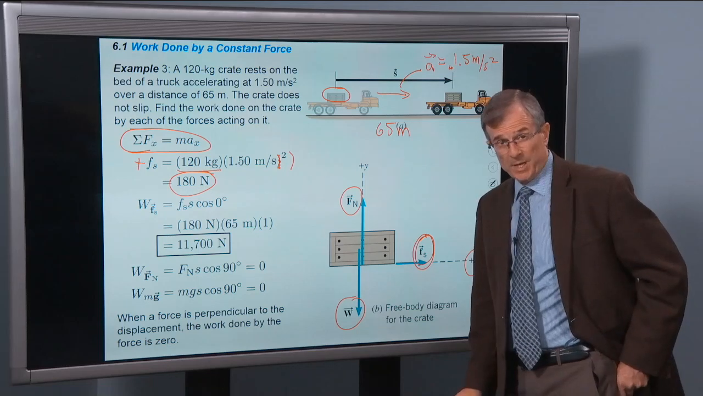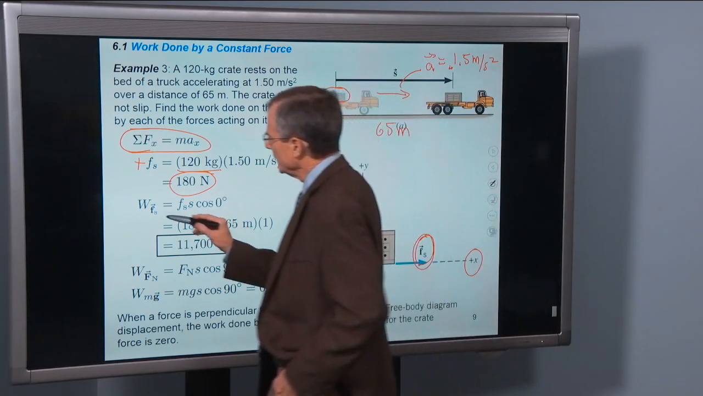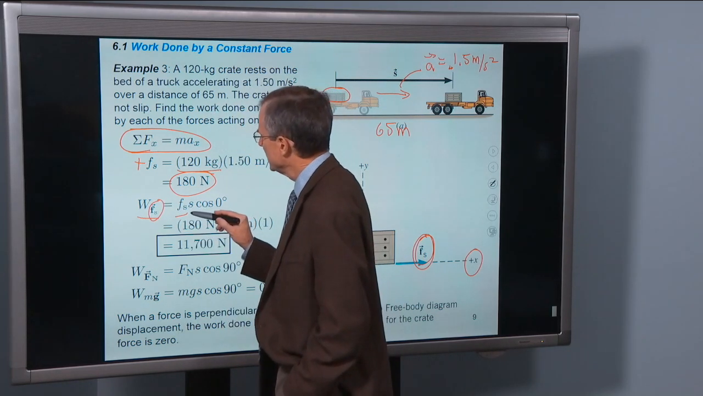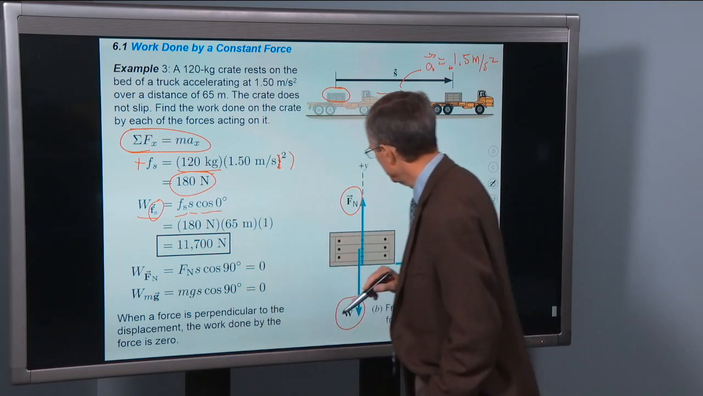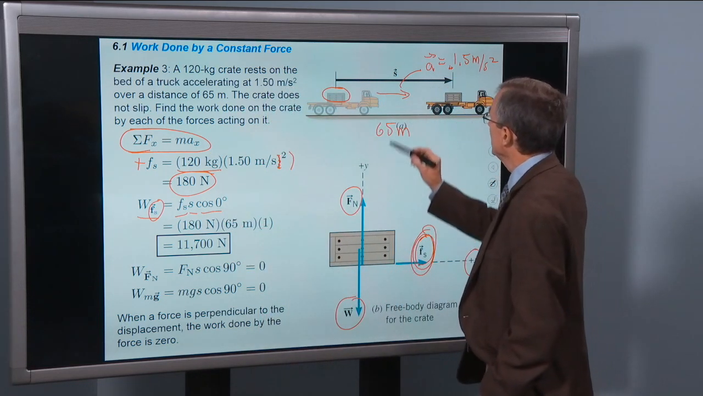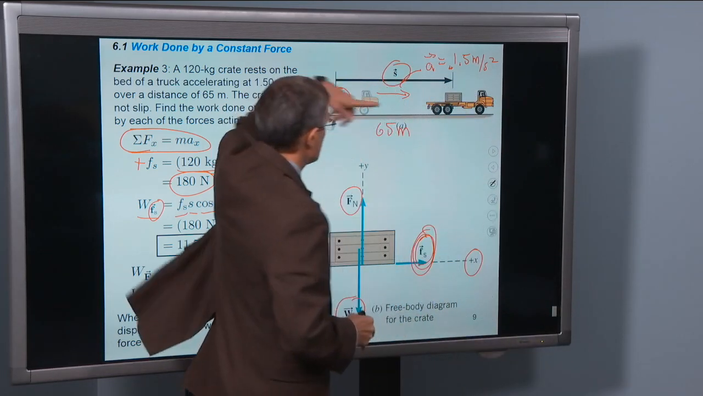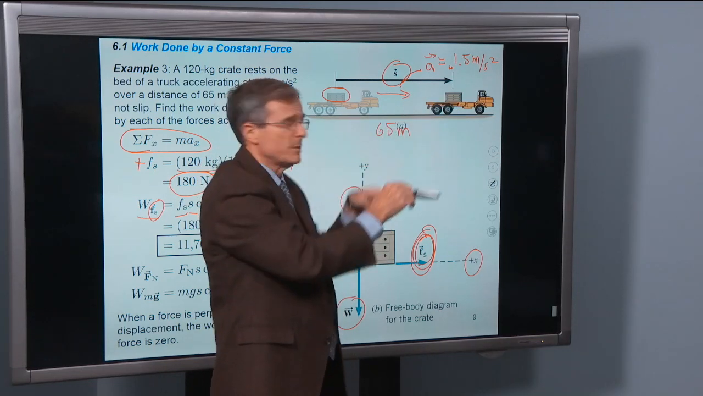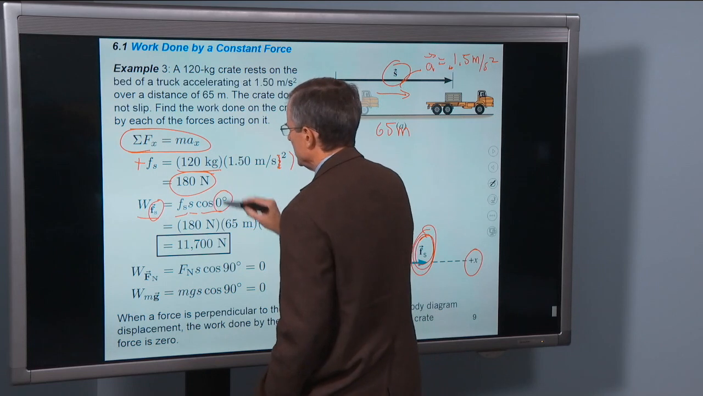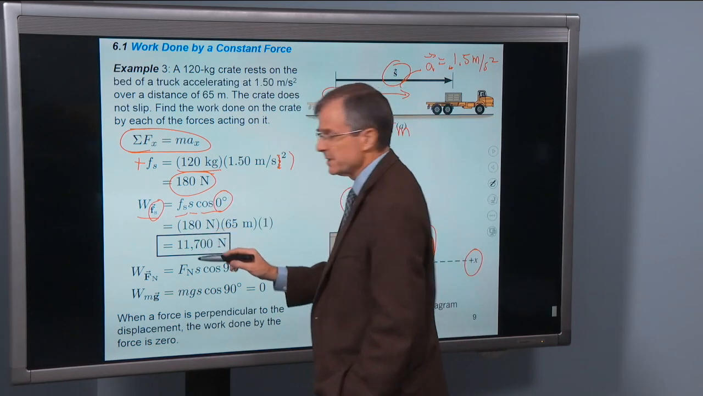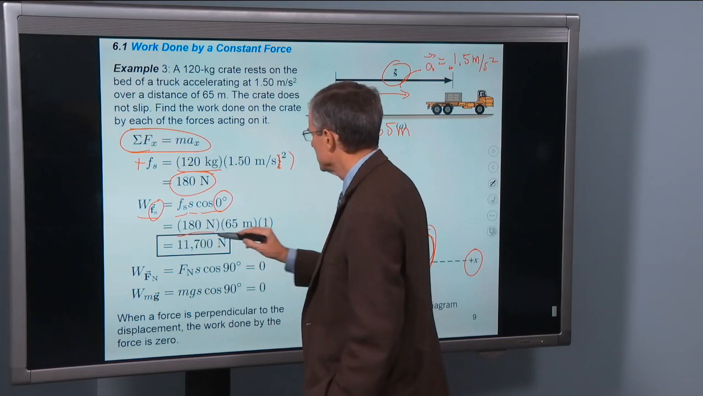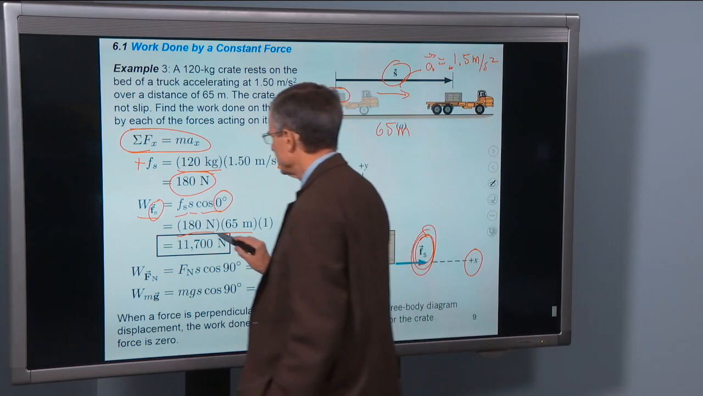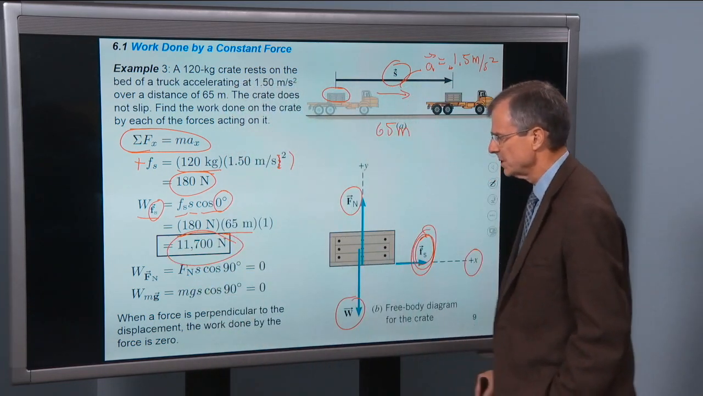Let's find the work done by the static friction force. The work done by static friction equals the magnitude of that force times the displacement times the cosine of the angle between. Here's the force, here's the displacement. So displacement is to the right, force is to the right, bringing their tails together, the angle between them is 0. So that's why this angle is 0. We got the static friction force, its magnitude is 180 newtons. The displacement, or the distance traveled, is 65 meters, and that gives 11,700 joules as the work done by friction.